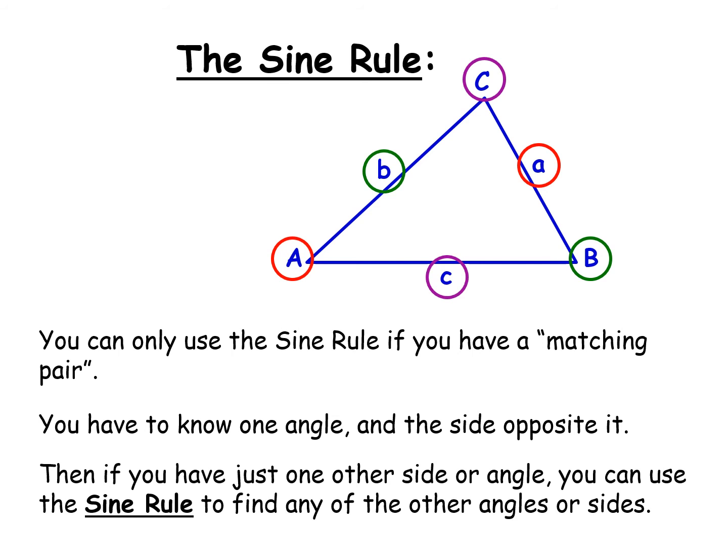When we say matching pair, we mean an angle and the opposite side. If you have just one other side or angle, you can use the sine rule to find the other angle or the other side. Once we know 2 angles, remember we'll always be able to work out the third, because all the angles in a triangle add up to 180 degrees. We don't have such a rule for the sides. So if we know 2 sides, for the third side we'll have to use the sine rule again to work it out.